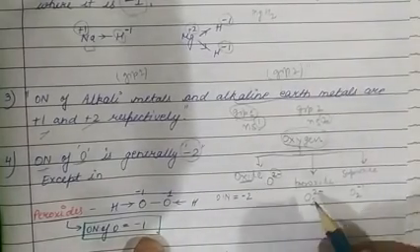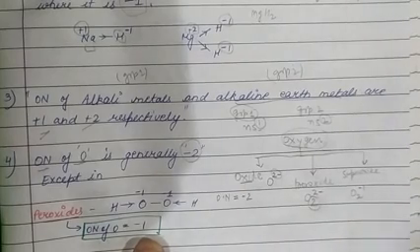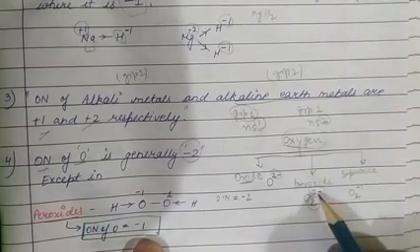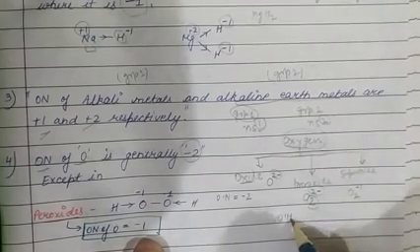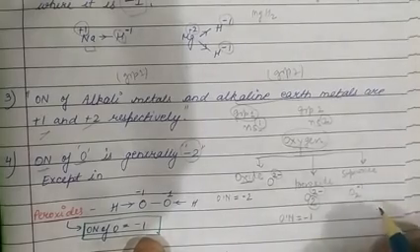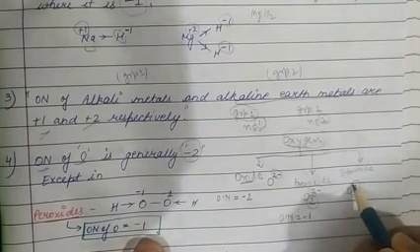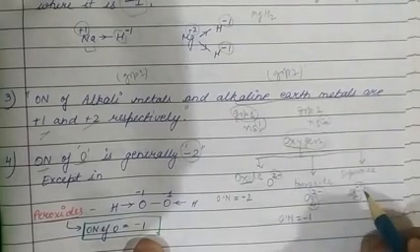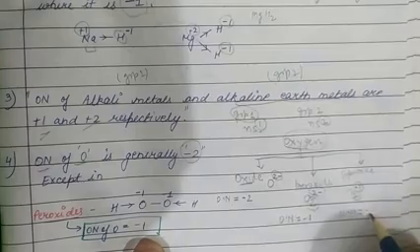See, in peroxide, 2 atoms of oxygen carry 2 units of negative charge, meaning for 2 atoms there is -2 charge. So for 1 atom it will be -1. Therefore, in peroxide, the oxidation number of oxygen is -1. In superoxide, 2 atoms of oxygen carry -1 charge. So if 2 atoms carry -1 charge, 1 atom will carry -1/2. So the oxidation number of oxygen in superoxide is -1/2.